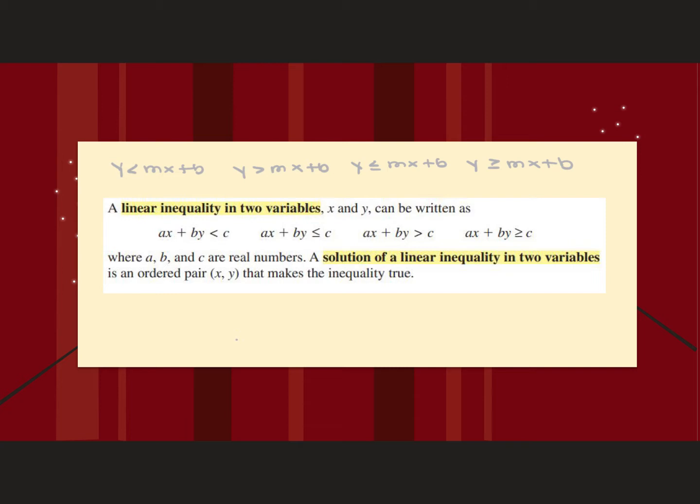A solution of a linear inequality in two variables is an ordered pair that makes the inequality true. All right, so just like with equations, we have our ordered pair x, y. There's an ordered pair as well that makes the system of the inequality true. We haven't gotten to systems quite yet.